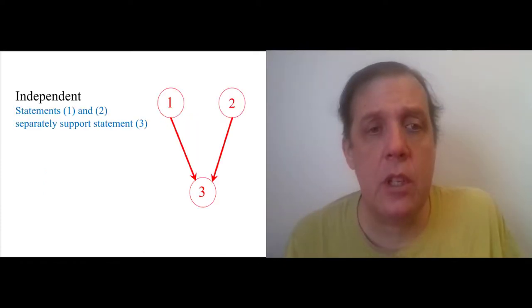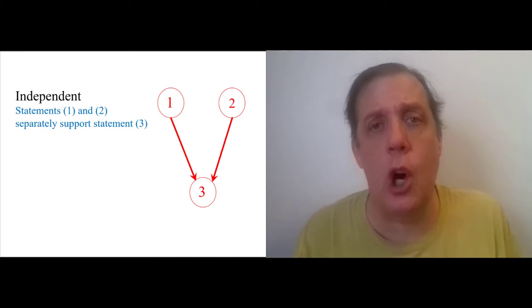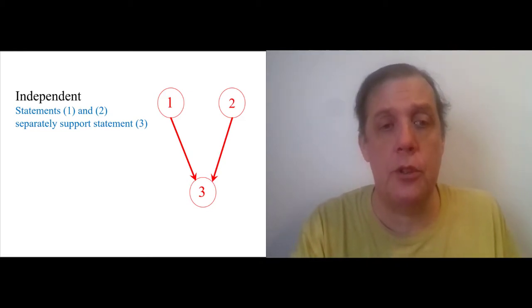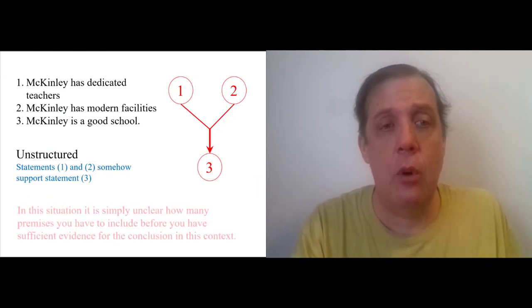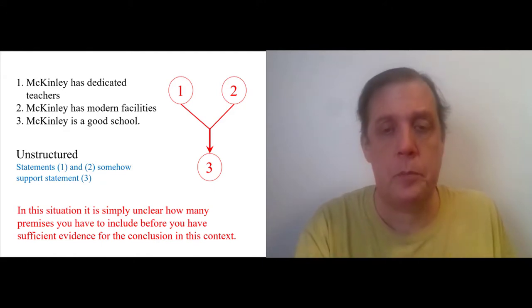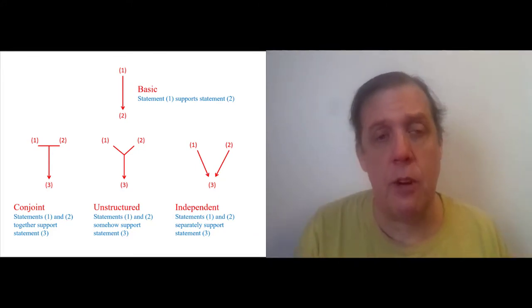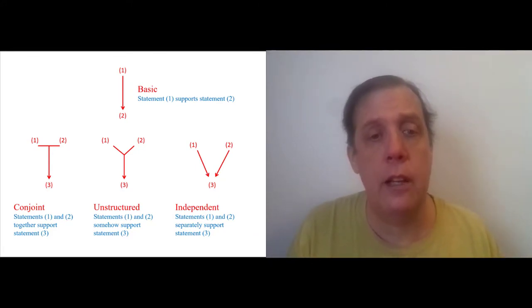So these examples contrast with the situation where the two premises are independent and each on its own would be sufficient to support the conclusion. And they also contrast with the unstructured case, where it's simply unclear how many premises you need before you have sufficient evidence for the conclusion in this context. So again, you have the basic diagrams. You have the most basic diagram, a straight line, and then the T, Y, and V diagrams represent conjoint, unstructured, and independent premises.